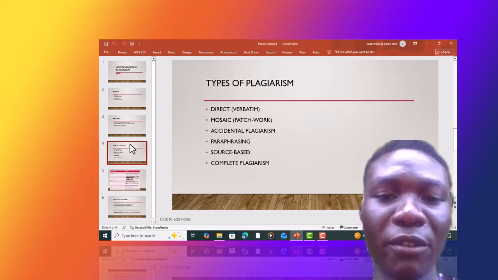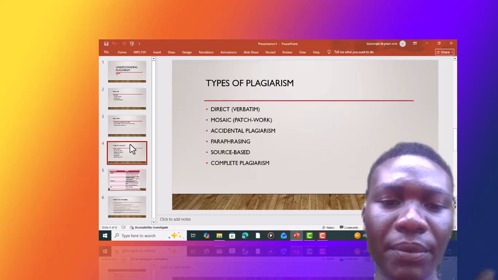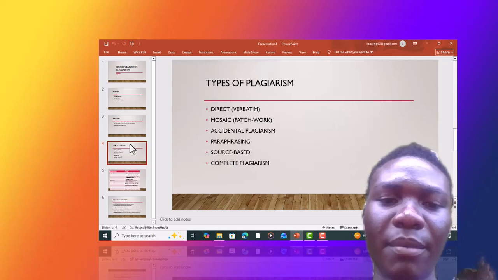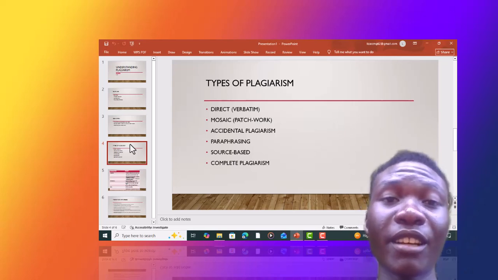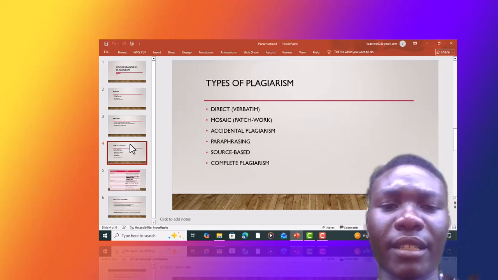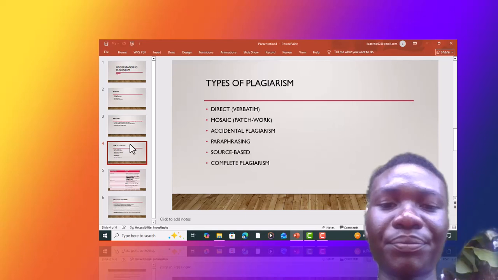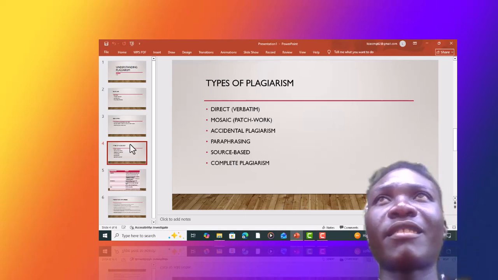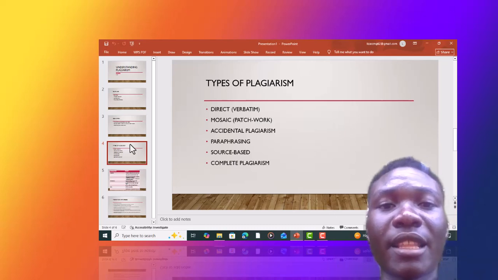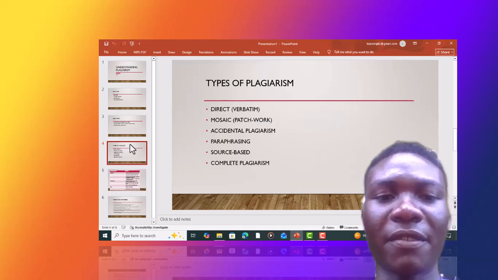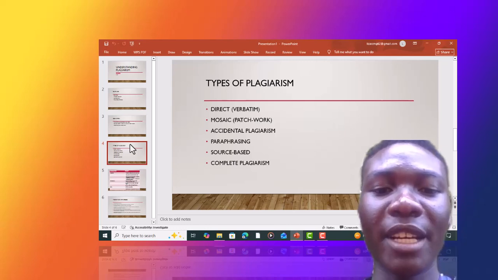Now, what about when we talk of paraphrasing? Paraphrasing is all about rephrasing. Just from the word paraphrasing, it is rephrasing or reusing someone else's idea or work, but without quoting or citing, like the language or everything, the work, they are all the same, but you don't, in this case, quote or cite the work. That's what is paraphrasing.